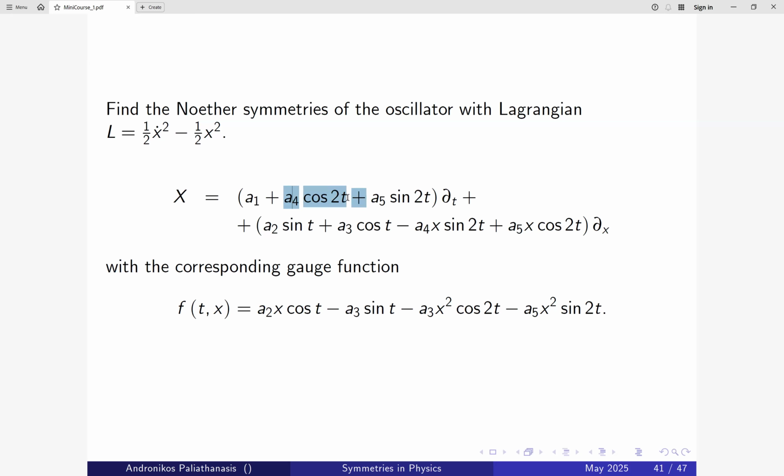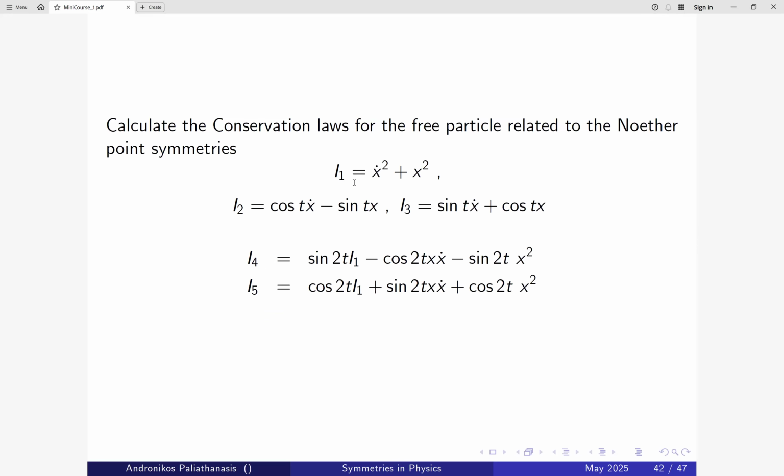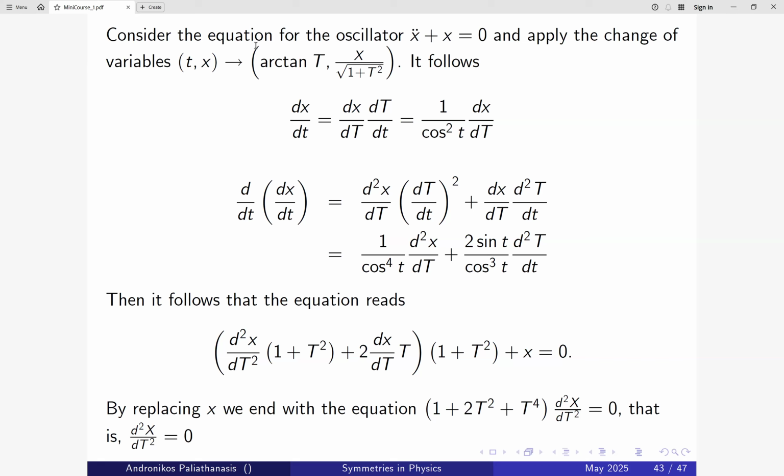So since the 2 different sets form the same algebra, it means that there should be a change of variables to represent one in terms of the other. By applying this change of variables in the oscillator for omega equal 1, and then applying the chain rule, we end up with this equation.